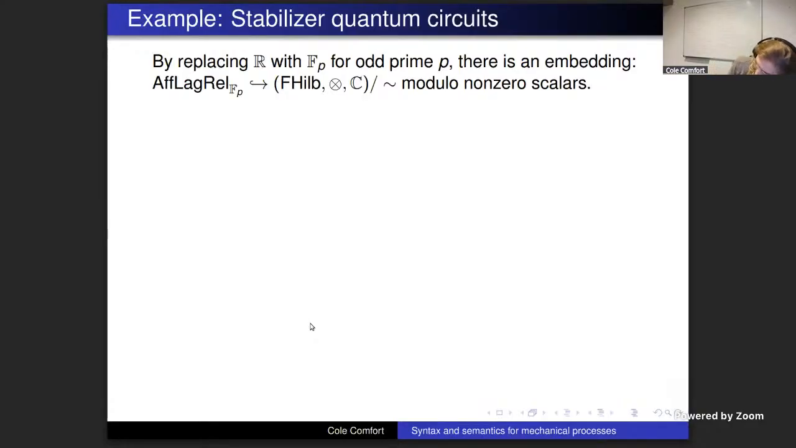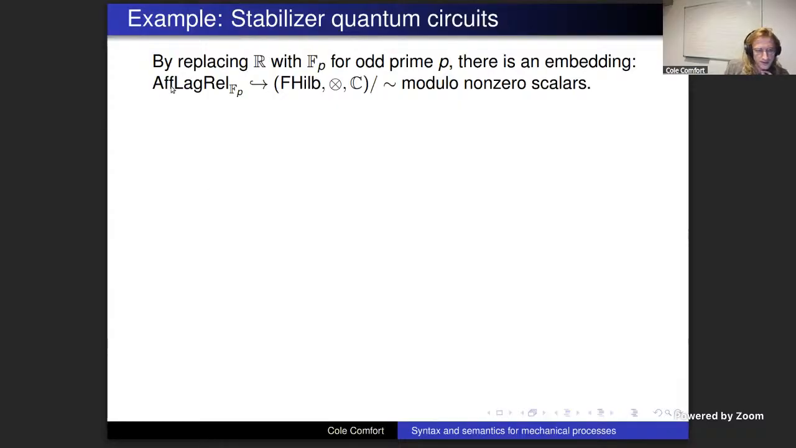But yeah, originally my motivation was not coming from classical mechanics, but rather from quantum mechanics. So before I was working over the real numbers, but remember that I said that all of this stuff with Lagrangian relations and this equational theory, which I described, works over any field. So if you have an odd prime number p, and you take the finite field with p elements, then these affine Lagrangian relations over F_p can be embedded into finite-dimensional Hilbert spaces modulo scalars. So you just quotient by any non-zero scalar.